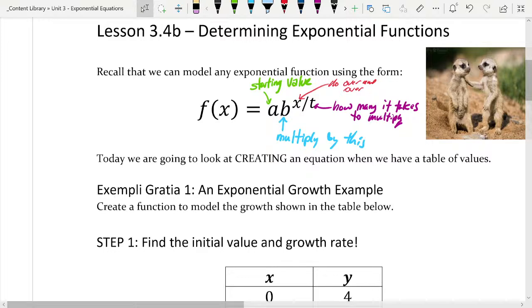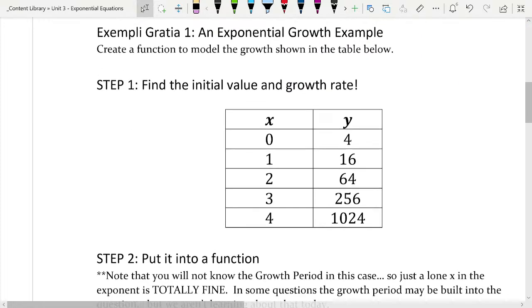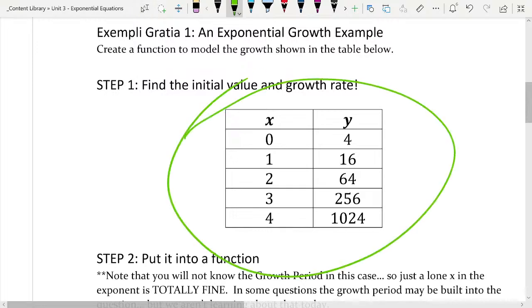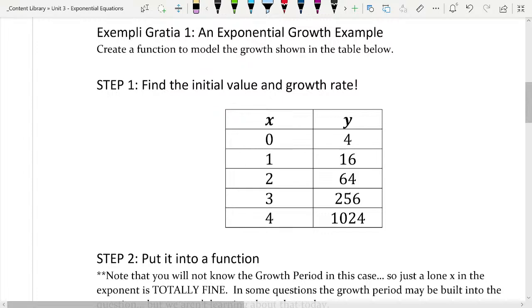Anyway, okay, now the question is, what if I didn't give you an equation? What if I just told you this? Can we figure out what's going on here? And this is a pretty friendly one. This one's quite friendly. Don't say it out loud. Don't say it out loud.